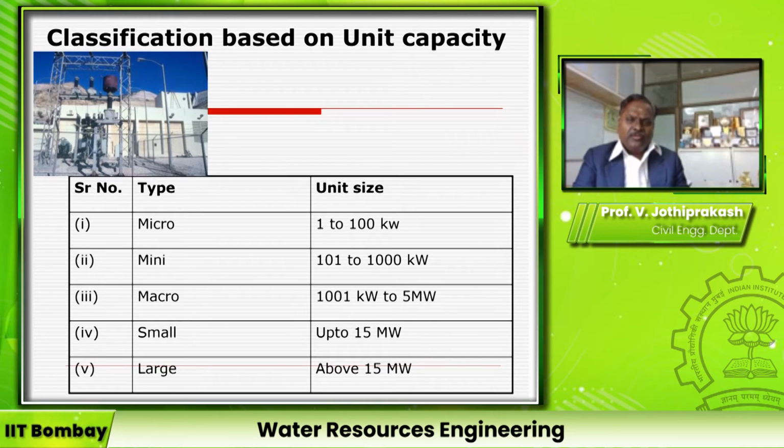plant. If the power produced is from 5 megawatt to 15 megawatt, we call it a small hydroelectric power plant. If the power produced is more than 15 megawatt total combined, then we call it a large hydroelectric power station.